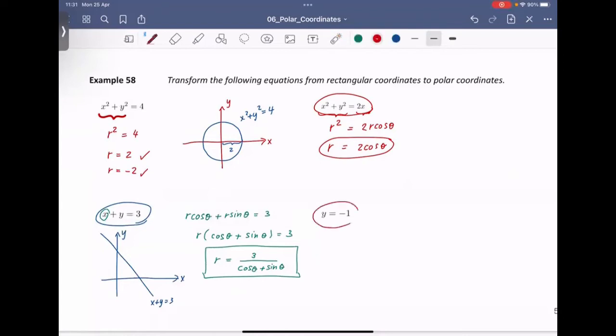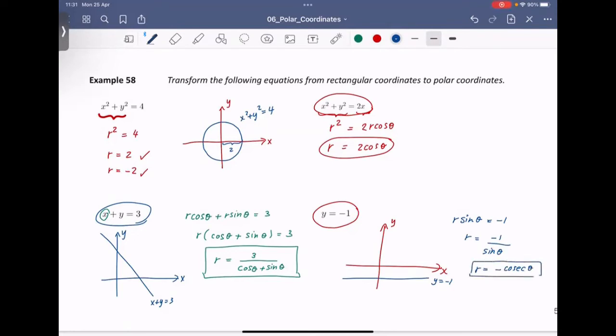And the last one, y equal to -1. This is pretty simple in rectangular coordinates because this is just a horizontal line, y equal to -1. What if I want to switch it? It's going to be r sine theta equal to -1, and then r is -1 over sine theta, and that is r equal to negative cosec theta. Well, not that bad. Cosec is not that hard, but still, if I have to choose, I'm going to pick y equal to -1. It's easier that way.